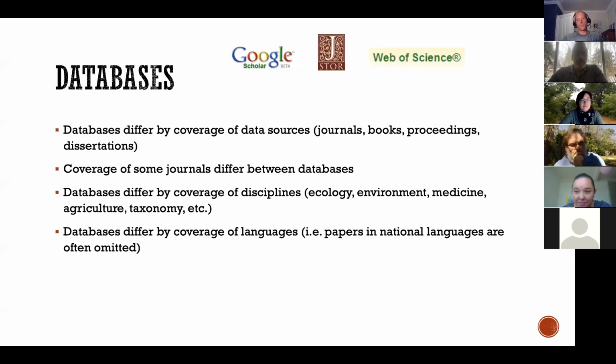So the databases that you search can vary depending on their discipline and the types of material they present. They can vary in whether they include books or proceedings from conferences, whether they include dissertations, right? So we often always just go straight for databases that include peer-reviewed journal articles, but there are other legitimate sources of information that may not be captured by those, and it's important to keep that in mind.